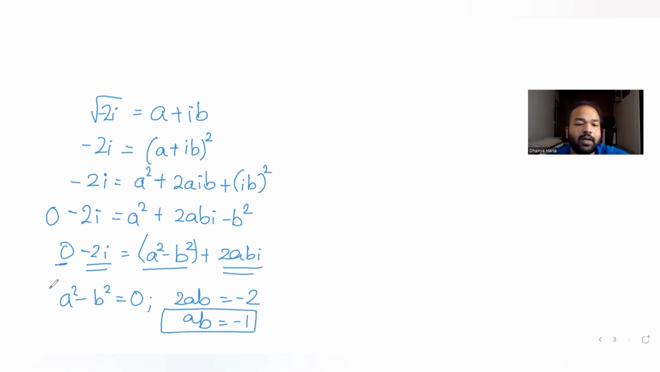So what I understand here is that the product of the two terms should turn out minus 1, and a square minus b square should make it 0. So I can take a as 1, b as minus 1.